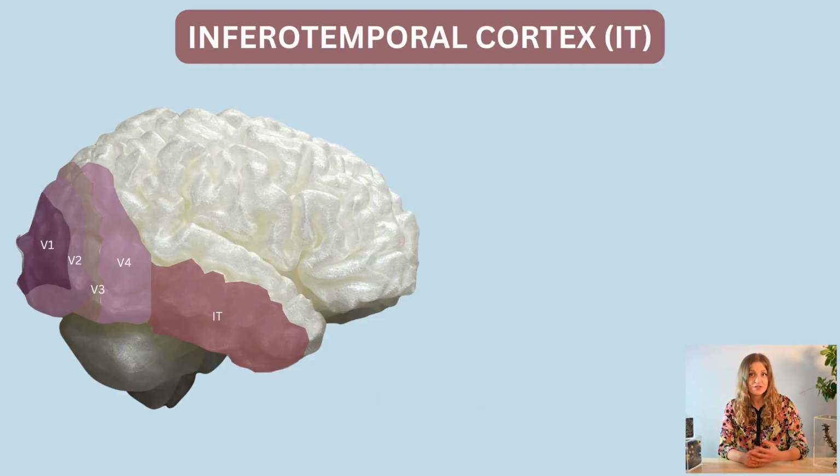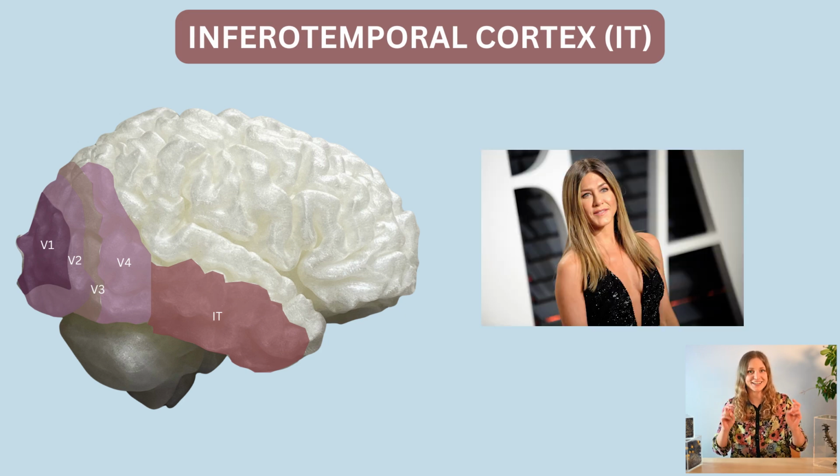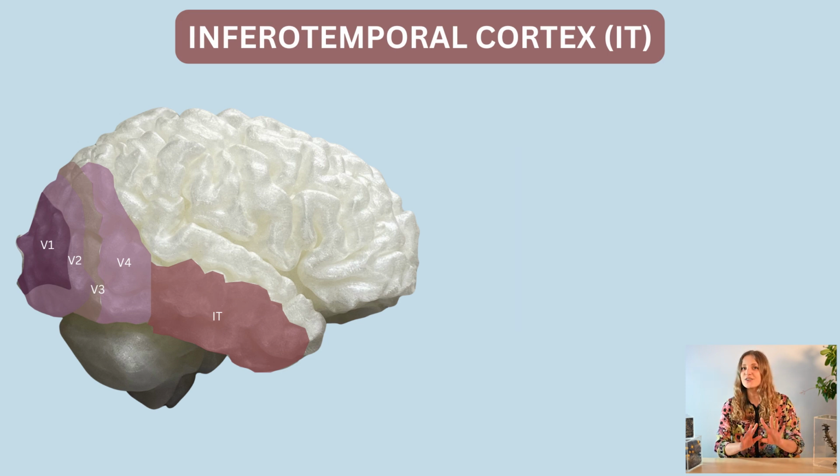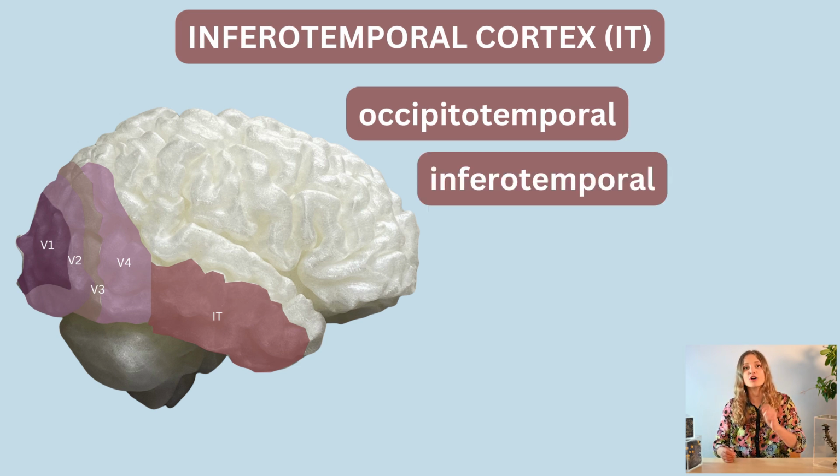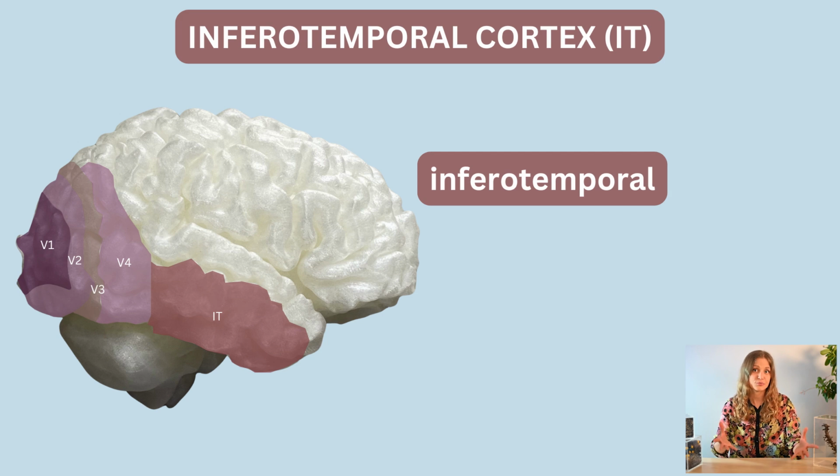Next, let's dive into the final stage of the ventral stream, the inferotemporal cortex. Ever heard of it? Maybe not, but you might find it interesting that this area is home to what's called Jennifer Aniston cells. Curious? I'll clear it up. Depending on who you ask, this region can be split into the occipital and inferotemporal cortices, or just grouped as the inferotemporal cortex. This is where the magic of higher visual processing happens.